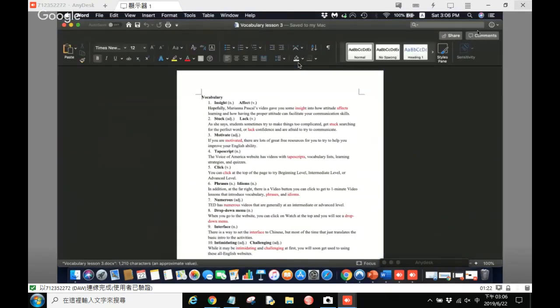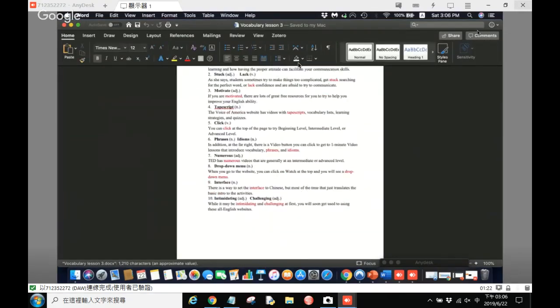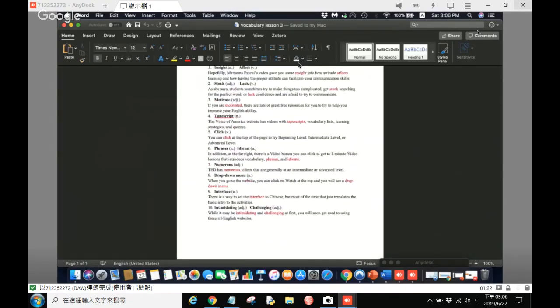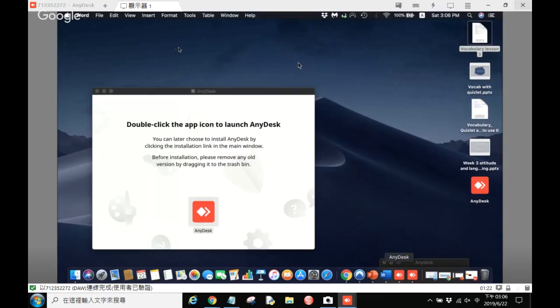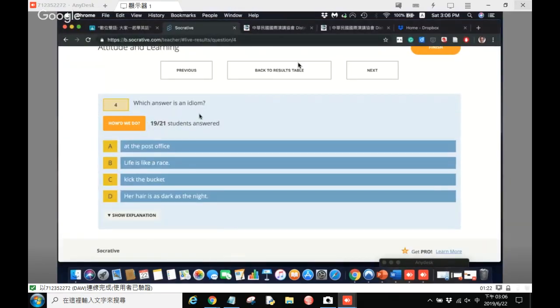Okay, there we go. One of the words, these are the vocabulary words from the reading I wrote. One of the words was idiom, right? Idioms. That's why I put that on the test here. If students have trouble with that, then we can talk about it.